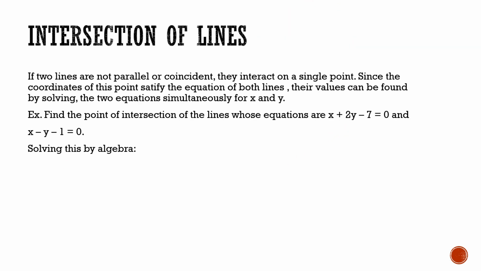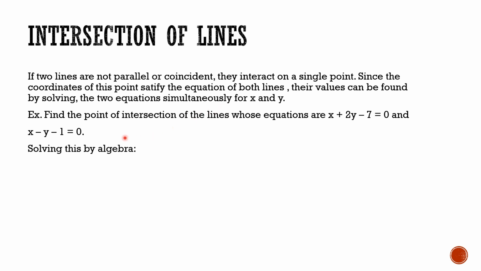Intersection of lines. If two lines are not parallel or coincident, meaning coincide, parang magkapatong pero hindi sila nagdidikit, they intersect at a single point. Since the coordinates of this point satisfy the equation of both lines, their values can be found by solving the two equations simultaneously for x and y.